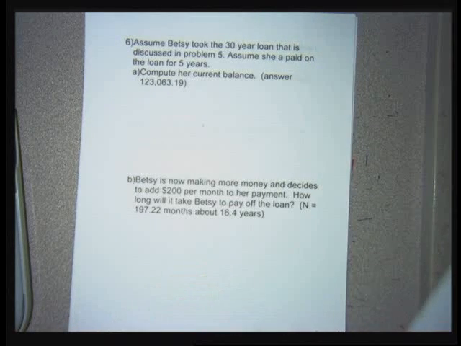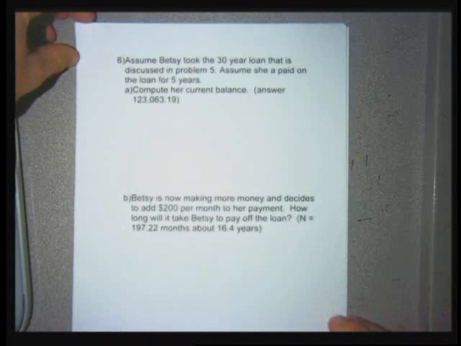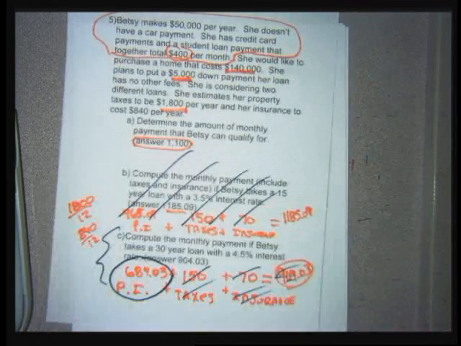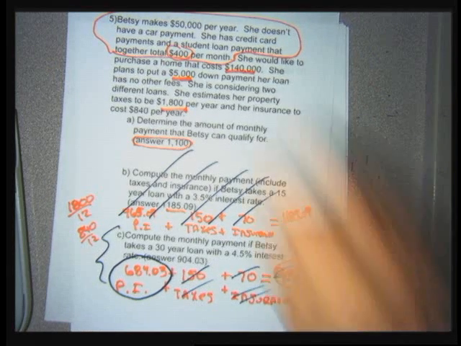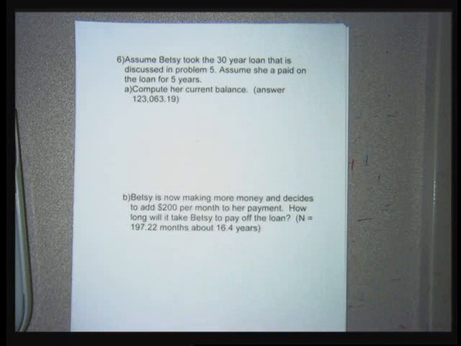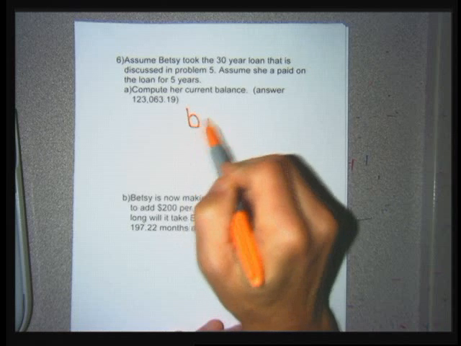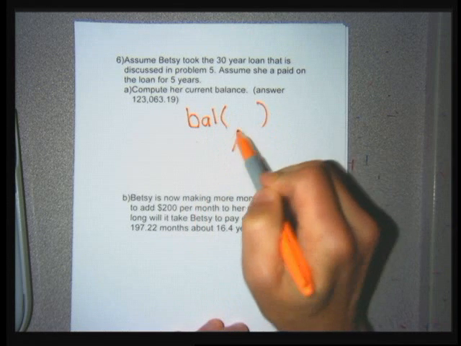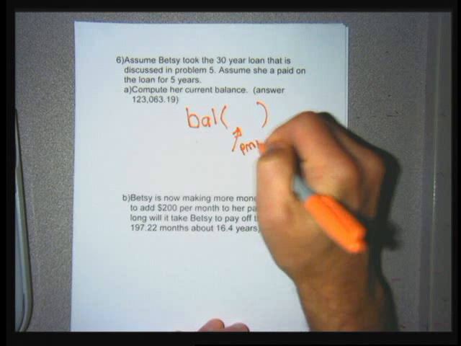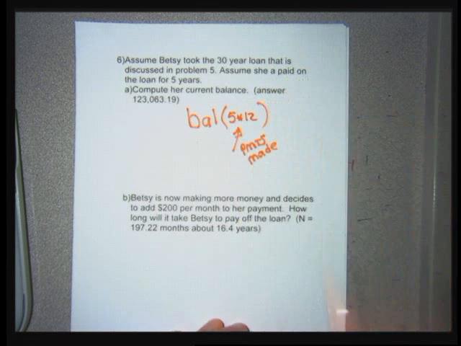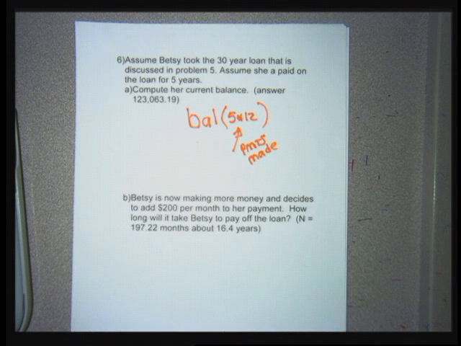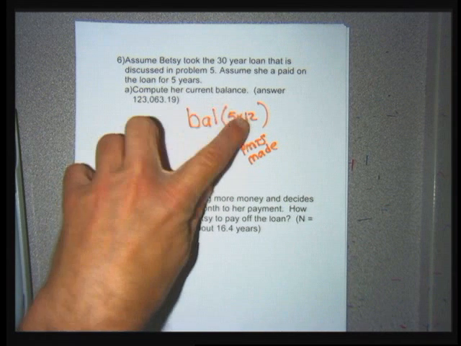So problem 6A says, let's say Betsy took that loan in 5C that we just computed. She took the 30-year loan. Her payments were $904.03. Of it, $684 was principal and interest. So let's say she made that $904 payment for 5 years. What's her balance going to be? To do a balance, I need to use the BAL feature. And I have to do BAL, the number of payments made, and it's going to be BAL 60 or BAL 5 times 12, because she made 5 years of payments, 12 payments per year.